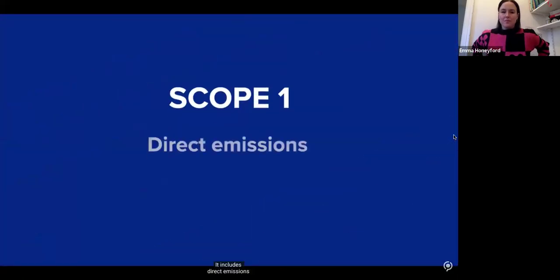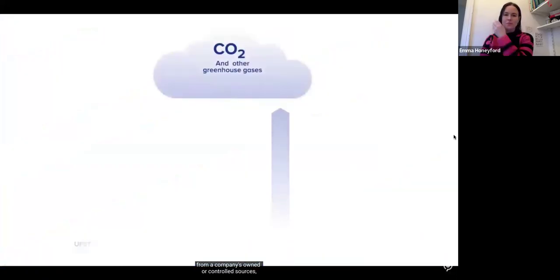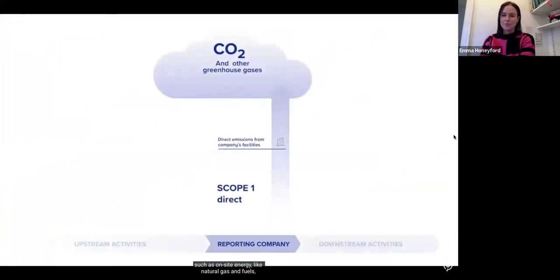Understanding your organization's carbon footprint is a crucial step towards reducing your company's climate impact. The company's carbon footprint is classified into 3 categories of emissions: Scope 1, Scope 2, and Scope 3. But how can we differentiate them? Let's begin with Scope 1. It includes direct emissions from a company's owned or controlled sources, such as on-site energy like natural gas and fuels, refrigerants, furnaces, as well as emissions from fleet vehicles. Also included in Scope 1 are process emissions, which are released during on-site manufacturing.